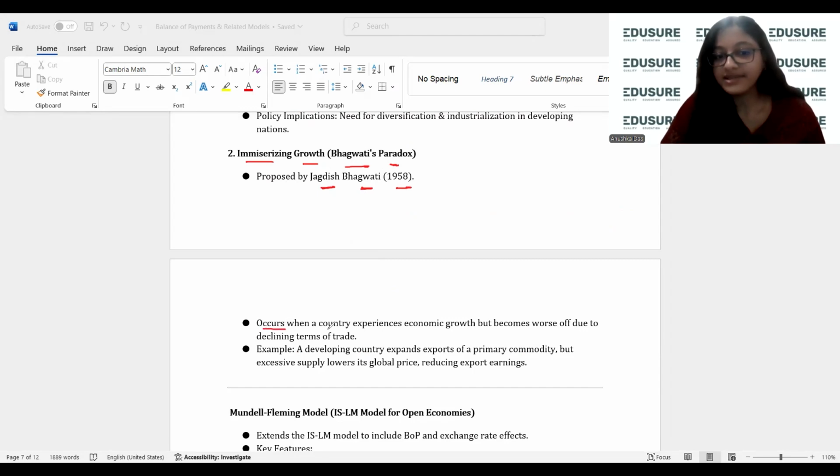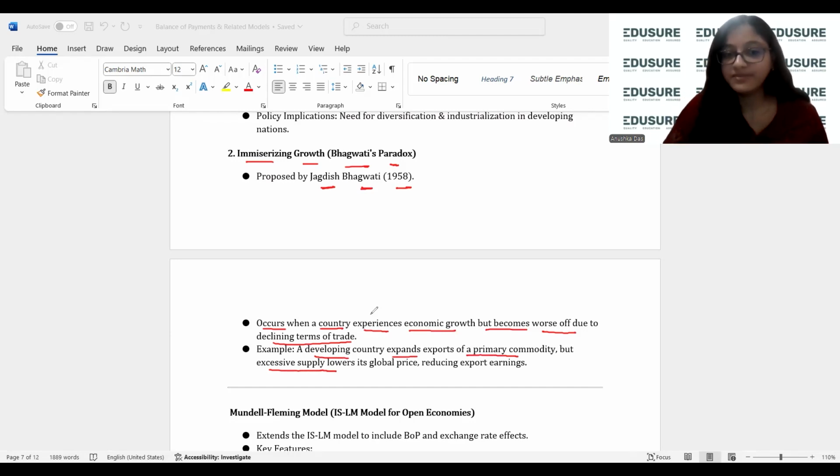See, it occurs when a country experiences economic growth but becomes worse off due to declining terms of trade. It's almost a similar thing. Jagdish Bhagwati also pointed out the same thing. For example, a developing country expands exports of a primary commodity, but excessive supply. So just a little tweak in the explanation which is given by Prebisch-Singer. The excessive supply lowers the global price, reducing the export earnings.